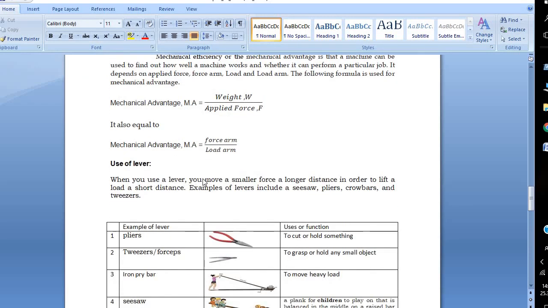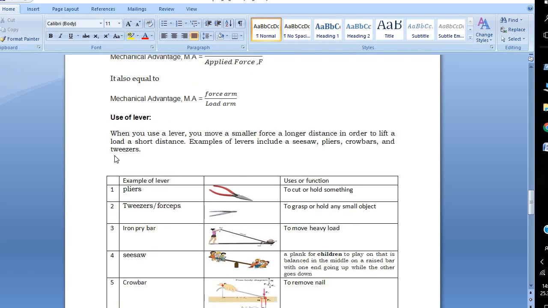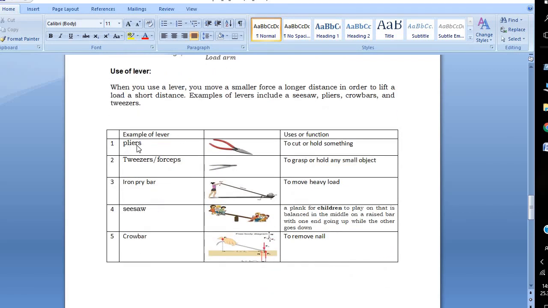Okay, so come to the use of the lever. When you use a lever, you move a smaller force a longer distance in order to lift a load a short distance. Examples of levers include a seesaw, pliers, crowbar and tweezers. An example of a lever is the pliers, a tool like this to cut or hold something. Forceps, the tweezers, are used to grasp or hold any small object. The iron pry bar lets you lift up heavy objects to move a heavy load.